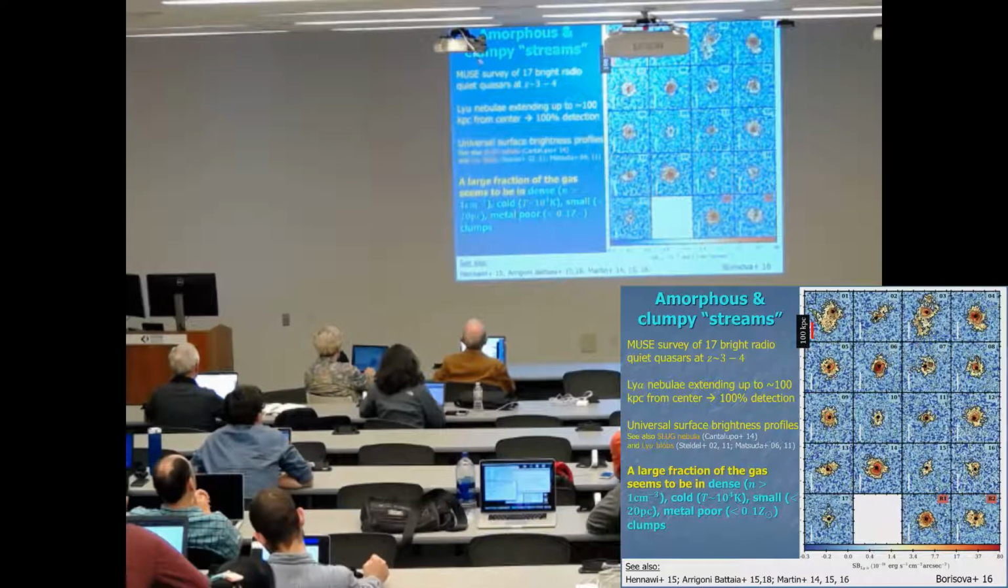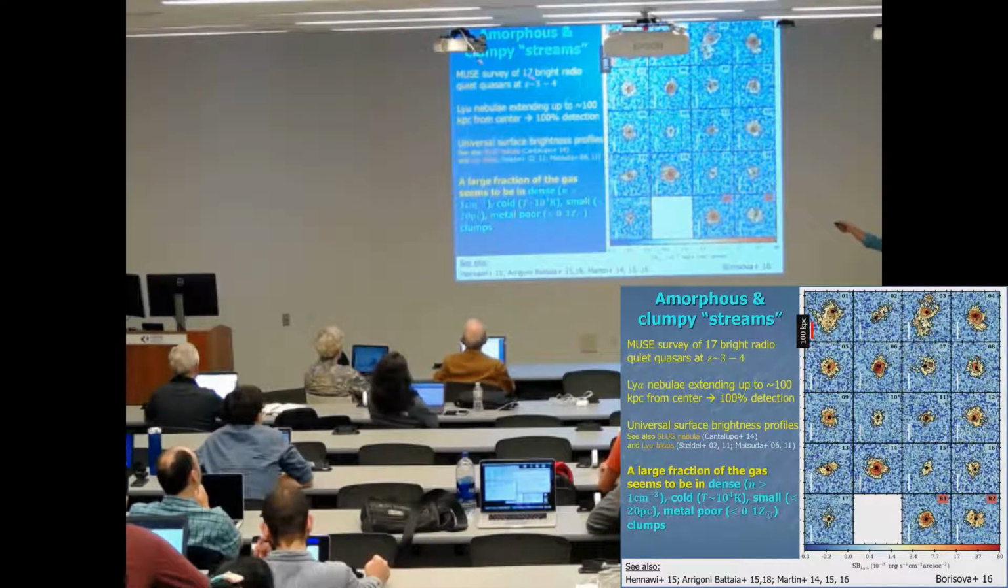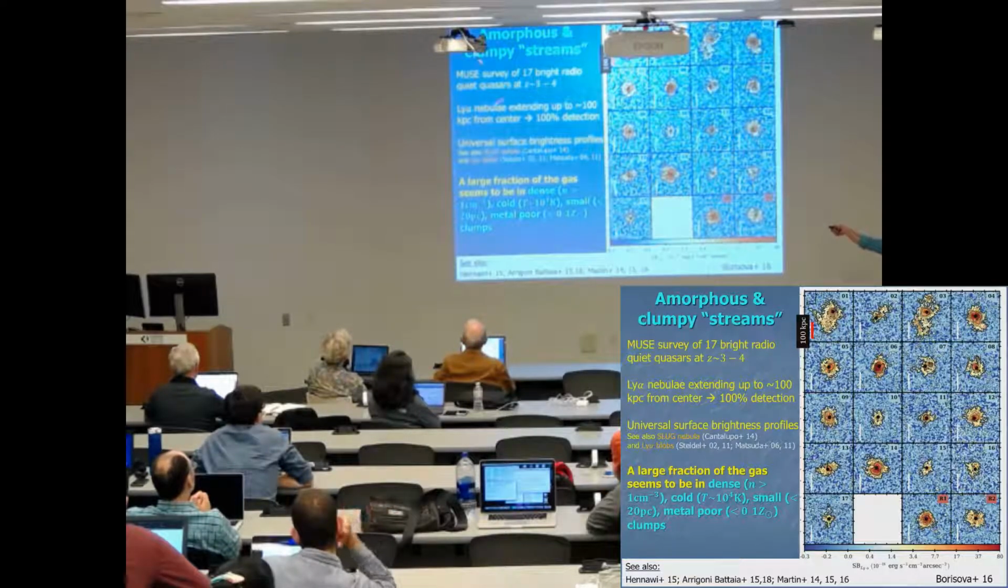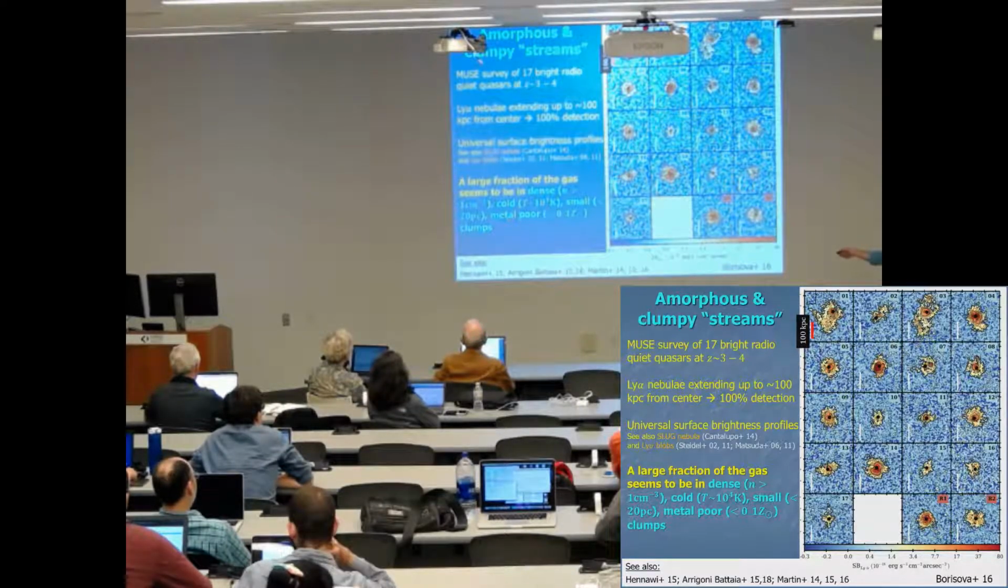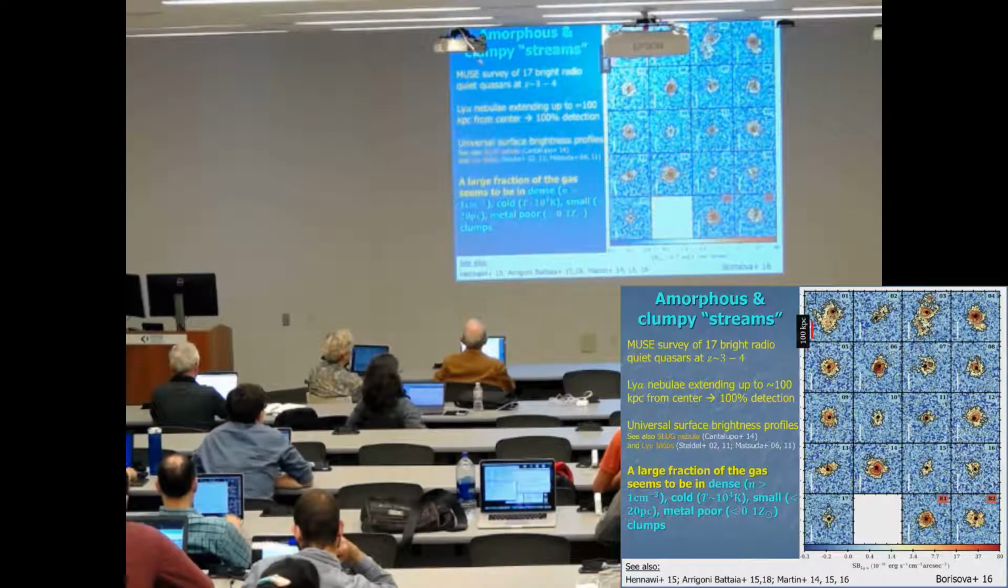On the observational side, this is from the MUSE group, a very nice paper from 2016, where, again, they looked at 17 bright radio-quiet quasars at redshifts 3 to 4, and they found giant Lyman alpha nebulae extending up to 100 kiloparsecs from the center in all of their cases. Now, while a few of these might look like filaments, most of them don't. So what's happening to the streams? Are they somehow mixing and becoming spherical? And also they made a very interesting point that a large fraction of the gas seems to be in dense, cold, small, and metal-poor clumps, which might indicate some kind of fragmentation process occurring in the streams as opposed to the coherent structures that we had in our minds 10 years ago.